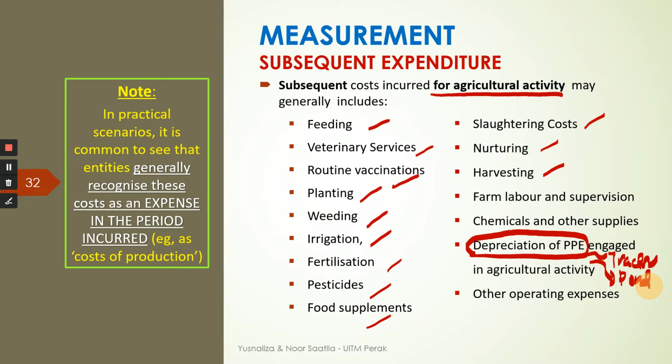It has been a practice that depreciation is expensed off, but there is also a choice to capitalize where that has actually been the accounting policy of the company. It depends on the company. So in a practical scenario, it is common to see that entities tend to recognize this cost as expense in the period and being absorbed as part of their cost of production.